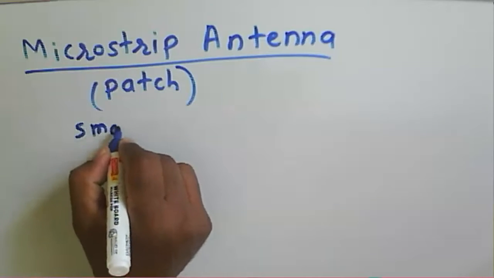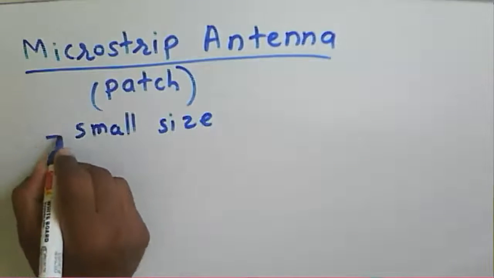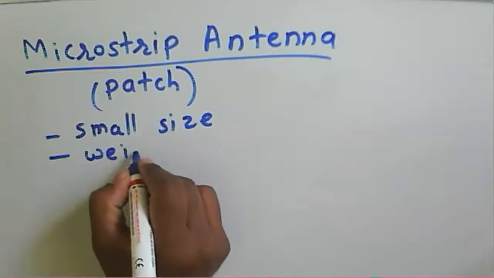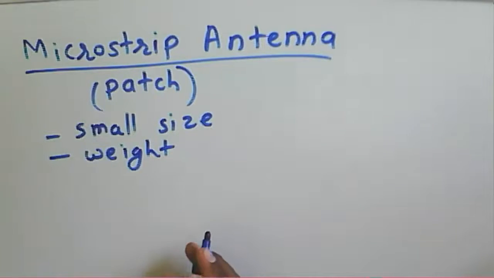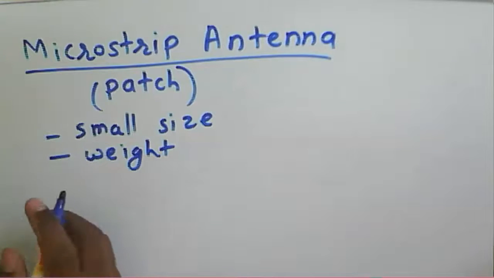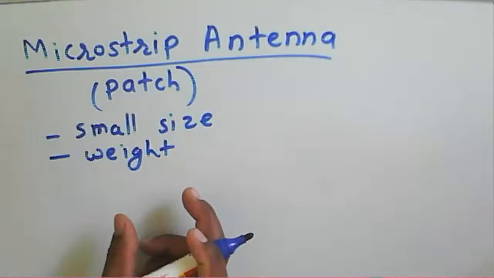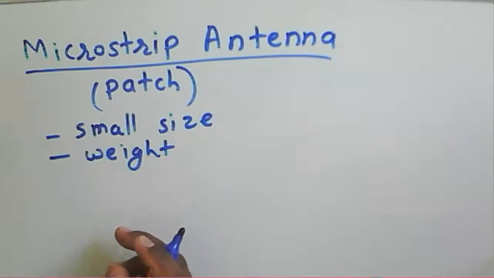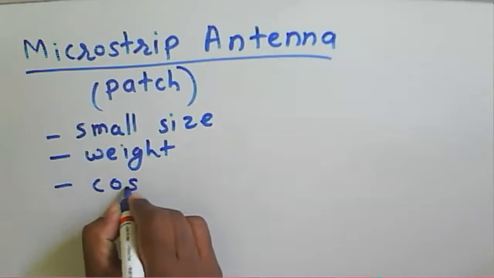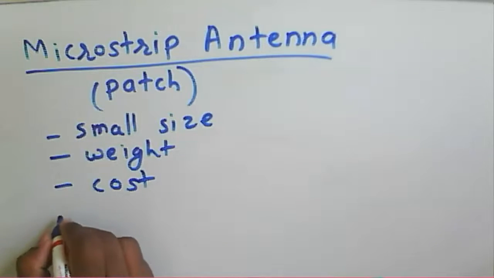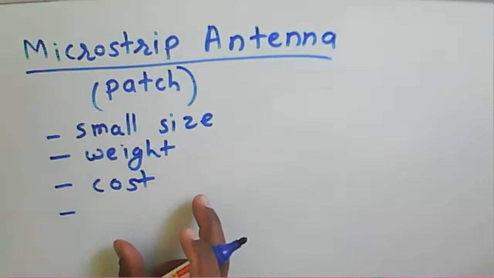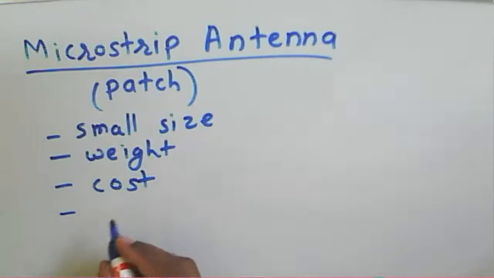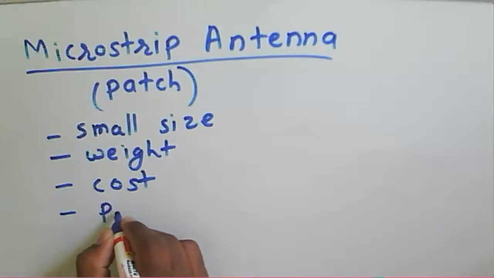A characteristic of the antenna is that it has low weight, not small. If you design this antenna, it can be designed using a simple printed circuit board, or PCB. That's why the cost of the antenna is very low. And if you see the performance compared to other antennas, the performance of the microstrip antenna is very good.